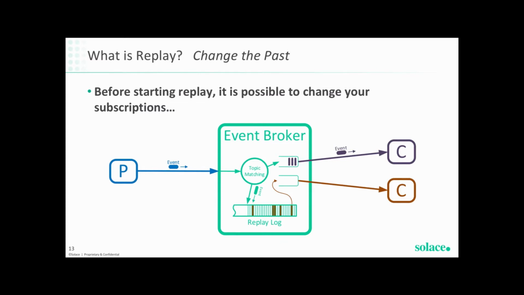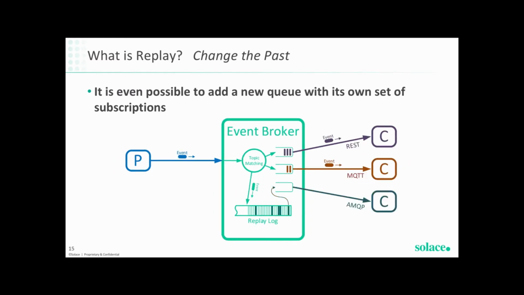So what does changing the past really mean? Before starting the replay, a consumer is allowed to change their set of subscriptions, and now receive a different set of events than they did in the past. This could allow a consumer to get more or fewer messages, possibly correcting for a configuration error that caused it to subscribe to an incorrect set of topics. Just like with all replays, the new set of topics will be delivered in global temporal order.